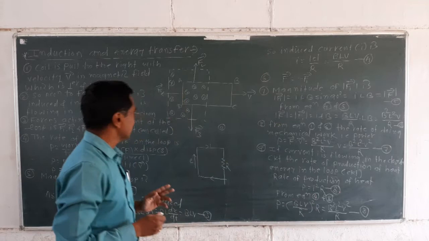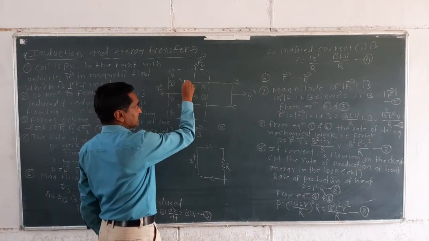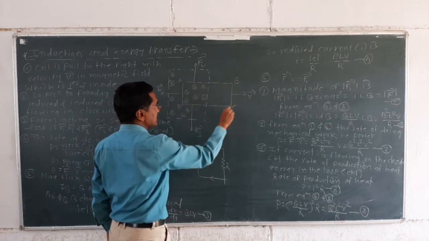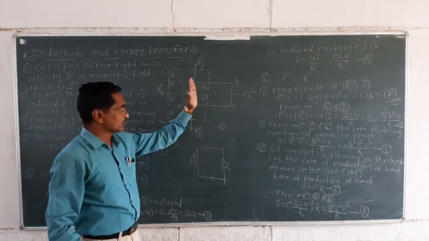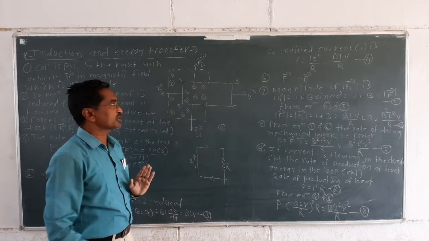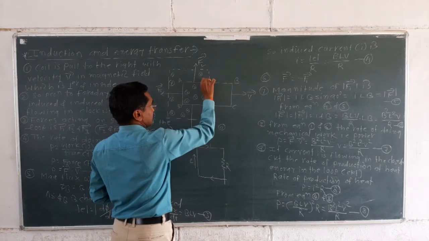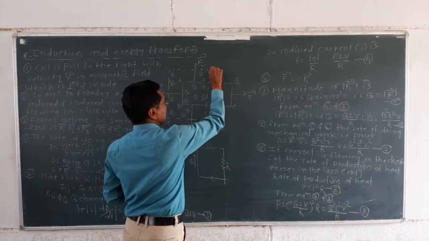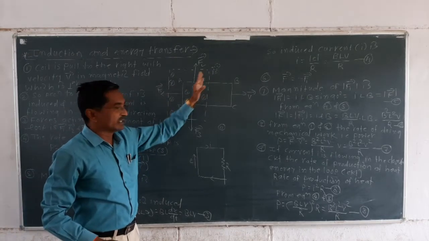So now let us see here. Here we take one loop of the conducting wire. Suppose that is A, B, C, D. And part of that loop is kept in the constant magnetic field B.